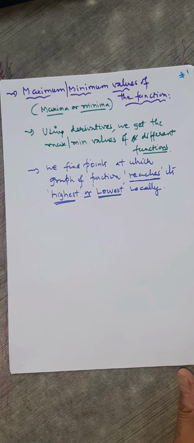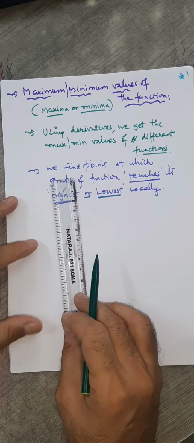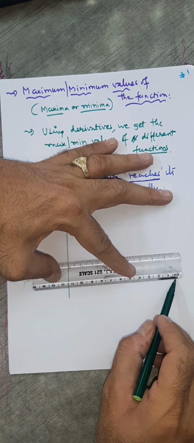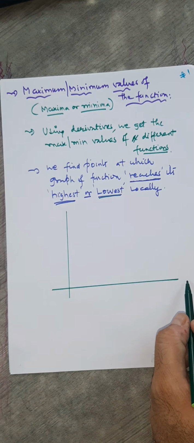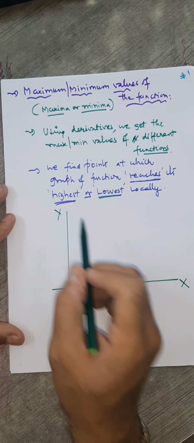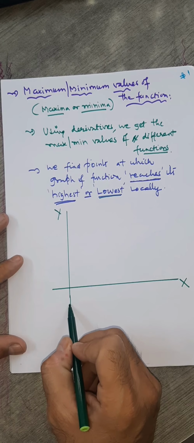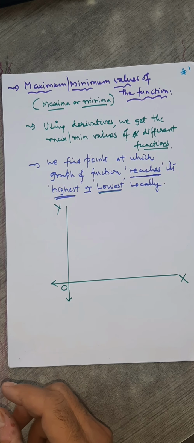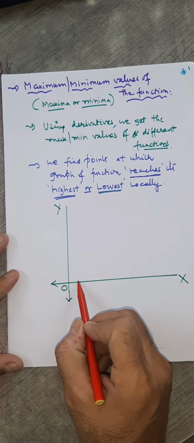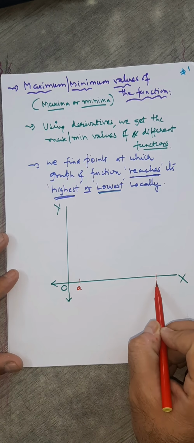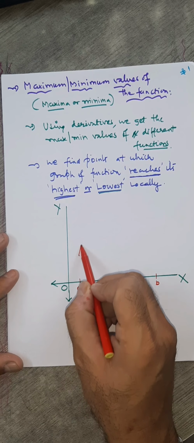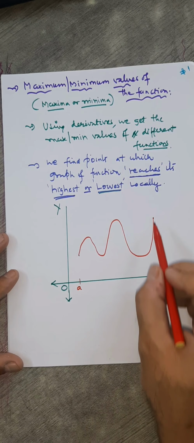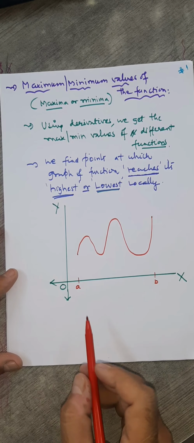So I'll just draw a graph here. You will realize what I'm trying to tell you. Suppose I'll consider one rough graph over here for some function. This is x-axis, this is y-axis, this is just origin over here. Now suppose I'll consider such a graph like this. It starts at A, it ends over B here. Let's take like this, defined on the closed interval AB.